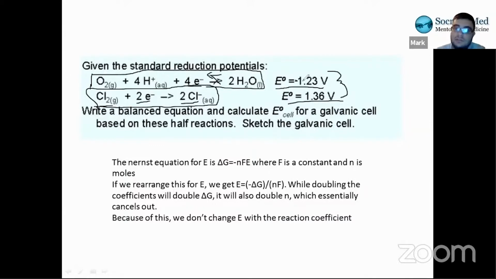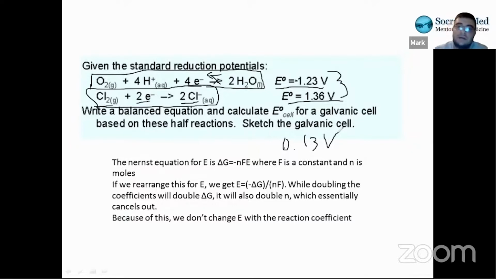And when you add these 2, negative 1.23 and 1.36, you just get a total of 0.13 volts. And that's the total voltage produced by this cell if we use this as the anode and this as the cathode. As you can see, this is not a very good anode. This is not a very good cathode. These aren't very good. 0.13 volts is a very small amount. That's why it's not used.